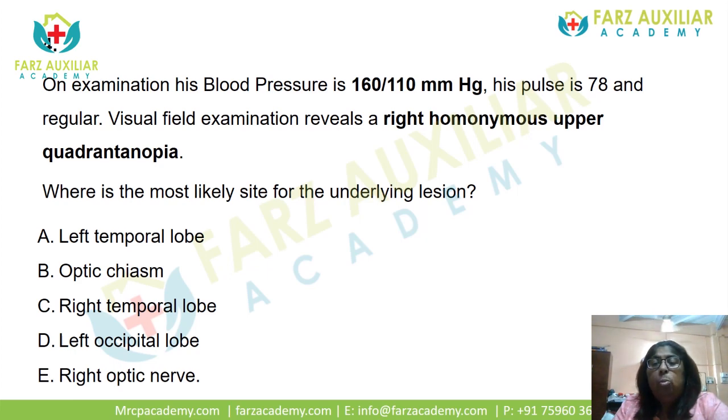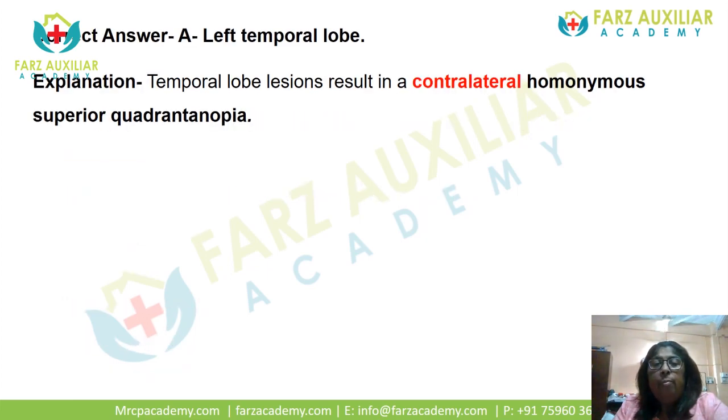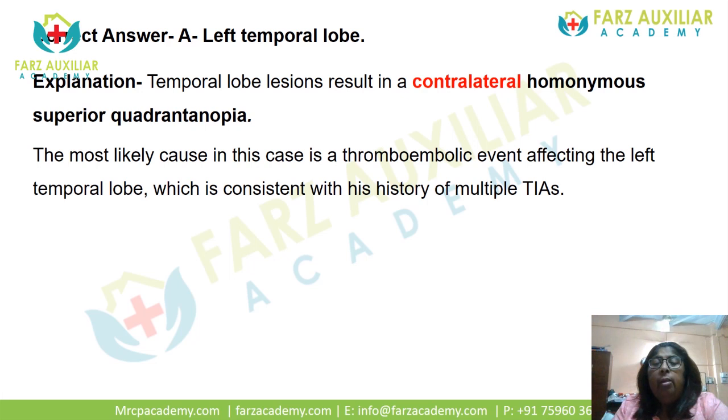The correct answer is A, left temporal lobe. Temporal lobe lesions result in a contralateral homonymous superior quadrantanopia. The most likely cause in this case is a thromboembolic event affecting the left temporal lobe, which is consistent with his history of multiple TIAs.